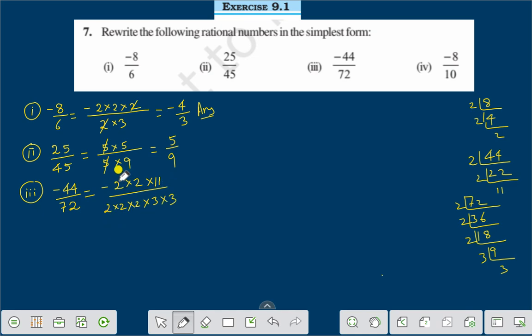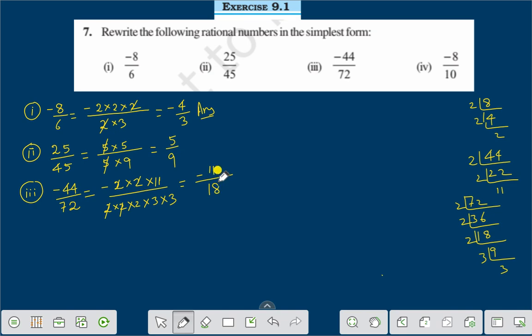Now if we cut these 2 and these 2 and these 2 and these 2, then we are getting minus 11 by 2 into 3, 6, 6 into 3, 3 sixes are 18, minus 11 by 18. Right?